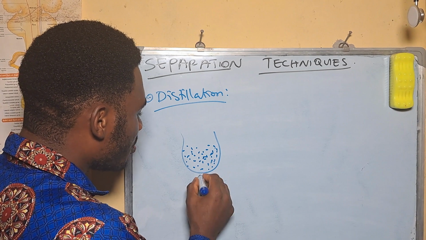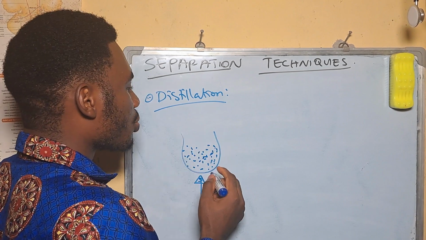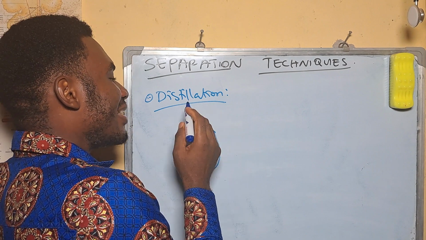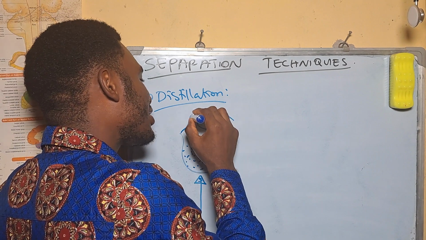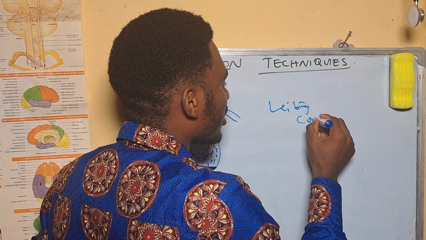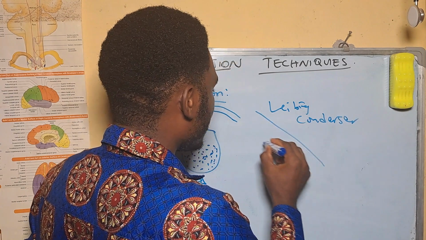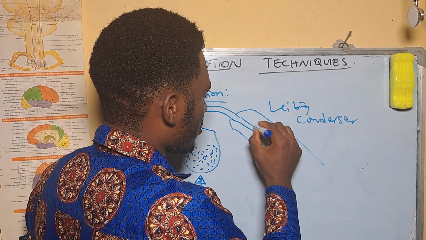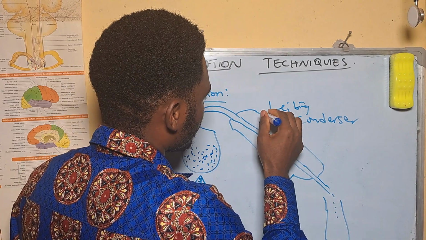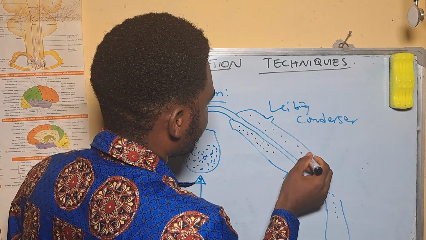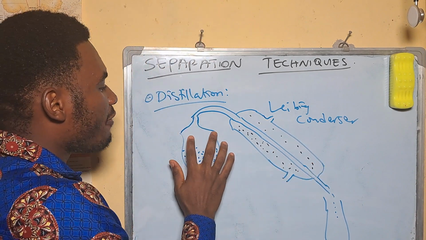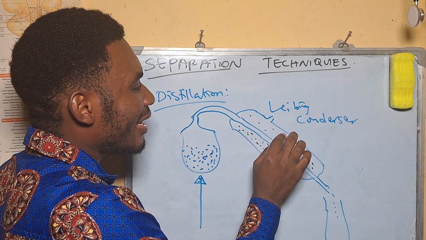So you heat up the solution. Once you heat up the solution, it's going to form vapors. These vapors are now channeled towards a condenser called the Liebig condenser. So this condenser is like this. You heat up the solution, and once you heat it up, the vapors are channeled towards a Liebig condenser.